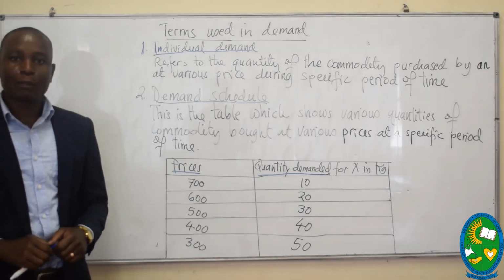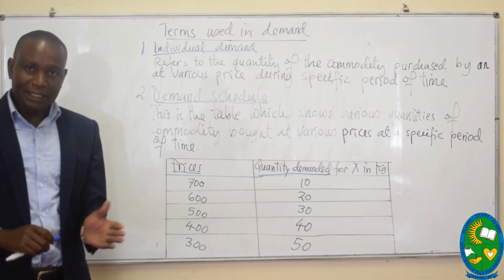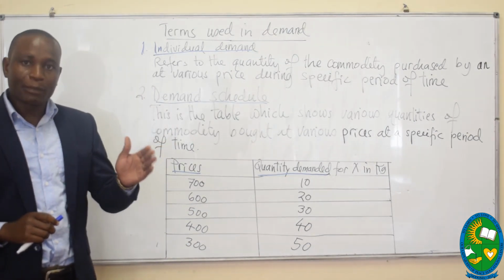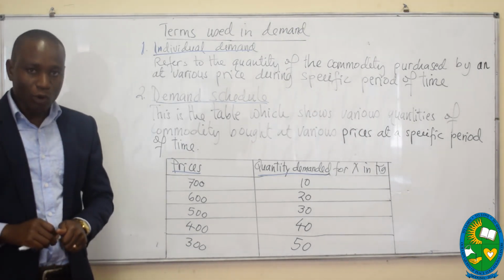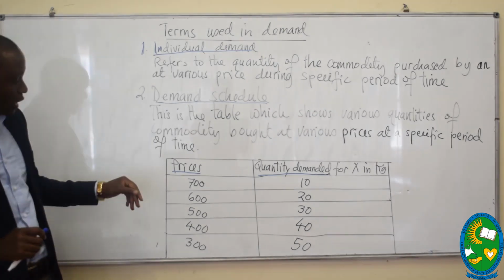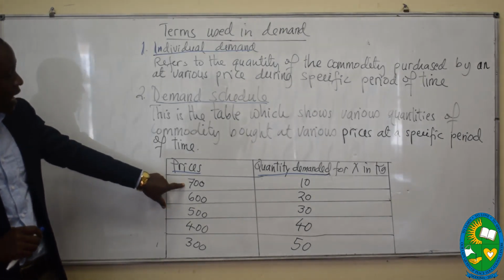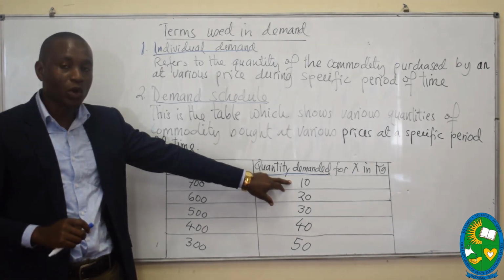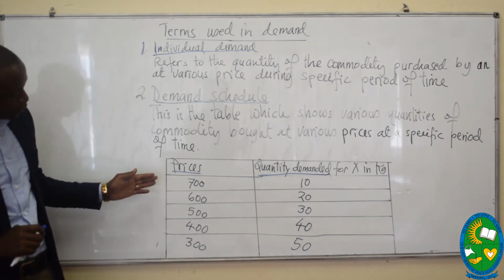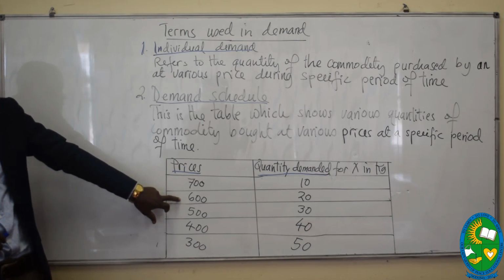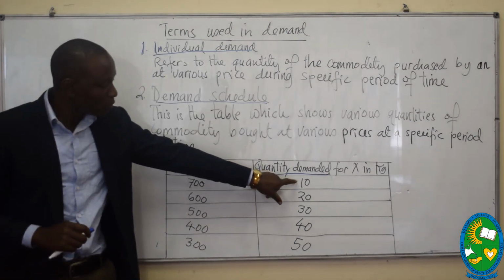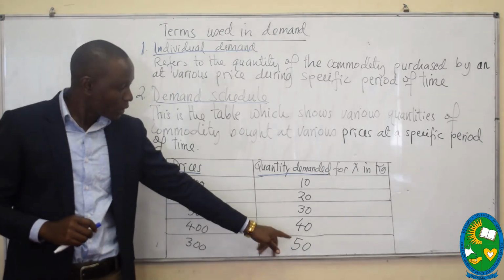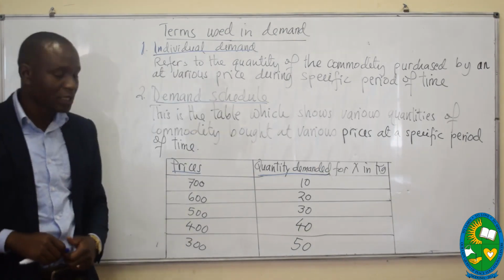As we recall from the law of demand, when the price is high, the lower the quantity of commodity demanded or bought. Therefore, as you can see on the table here, when the price is higher, about 700, a low amount of commodity X was bought, expressed in kilograms. And as the price continues to fall, the quantity of commodity bought tends to increase from 10 to 20, and as you go down, the quantity increases compared with the previous amount bought.